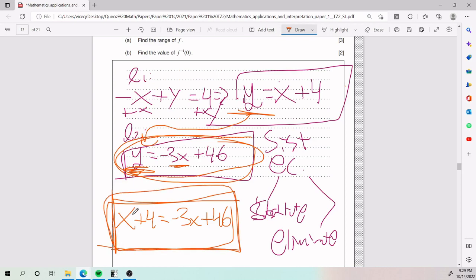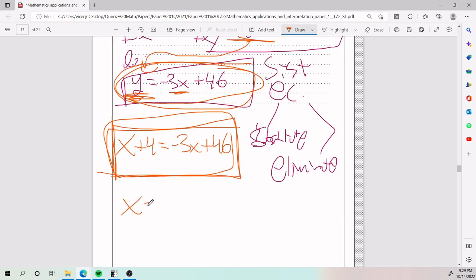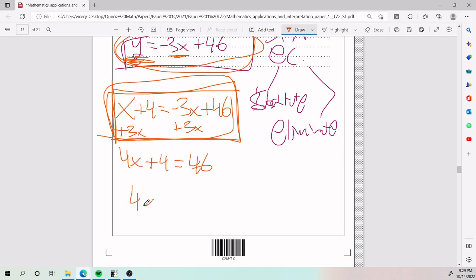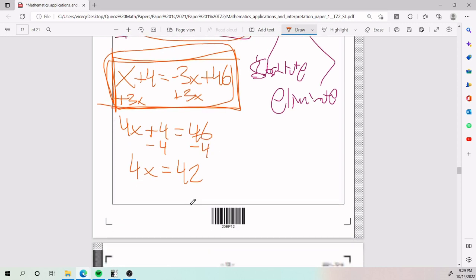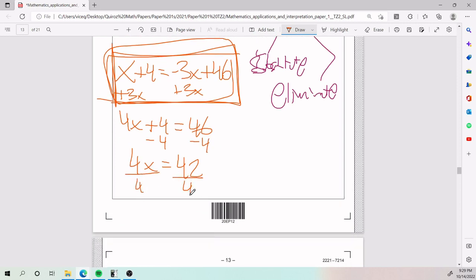¿Cierto? There's only x's going around, so I can find x equals a number. Before I could not find x equals a number, I would always have a y going around, and it was very complicated. See? So we want to get to x equals in this case. I'm going to throw everything to the left side in terms of x's. So I'm going to do plus 3x, 4x plus 4 equals 46. 4x equals 42. That happened because of minus 4. See? Let's get x alone, divide both sides by 4. We end up with x being 10.5.